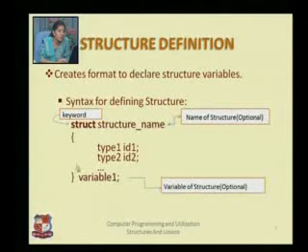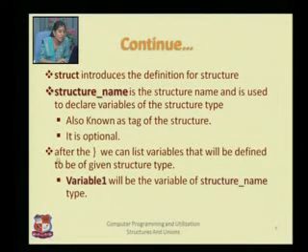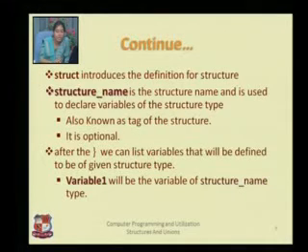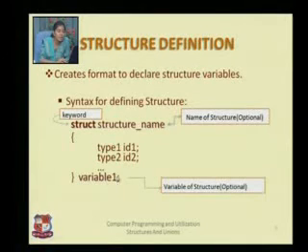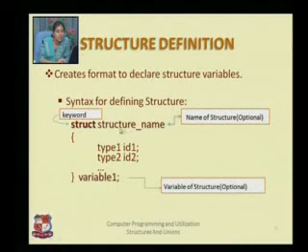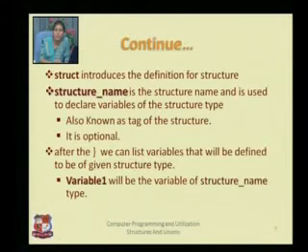Then after this particular bracket, whatever we write are the structure variables, right? After this we can list out the variables. List out means we can have more than one variable. Here I have only one variable, but I can write variable 2, variable 3 by comma separating. So I can write variable 1, comma, variable 2, comma, variable 3, right? Variable 1 is a variable of which structure? Structure underscore name. Whatever name we write there, variable 1 would be of type structure name, right?